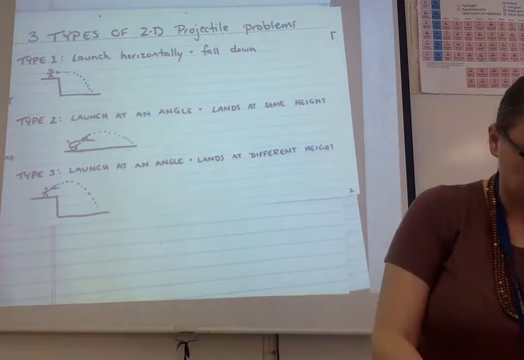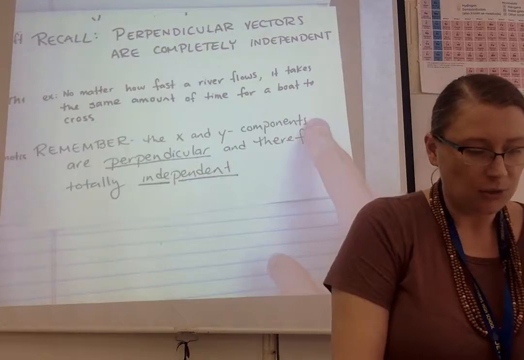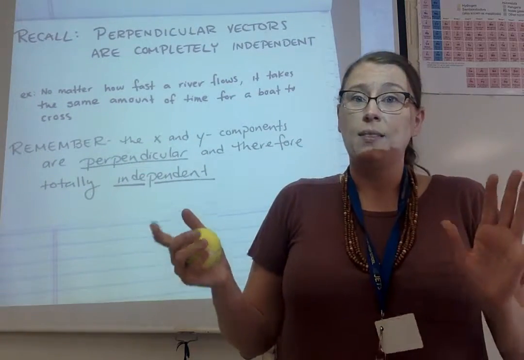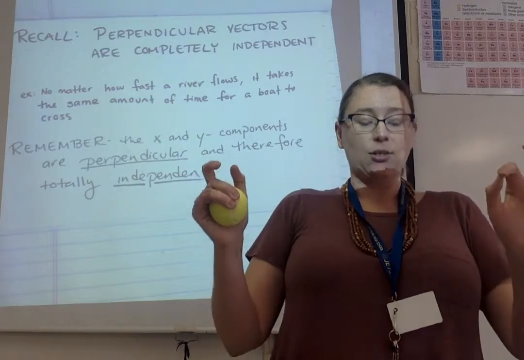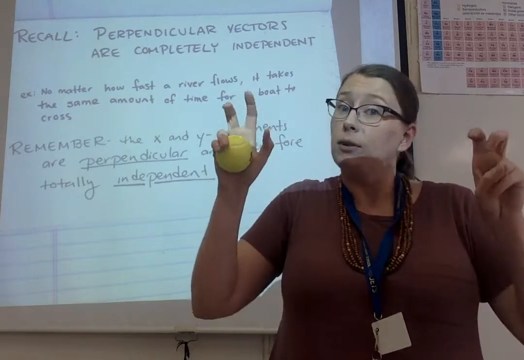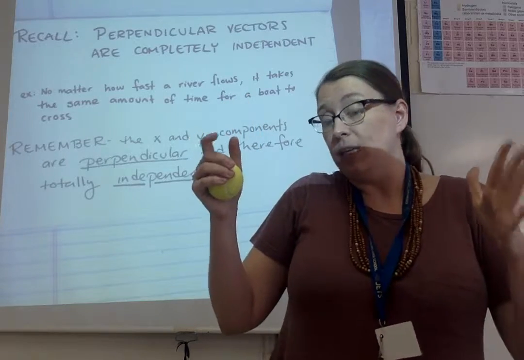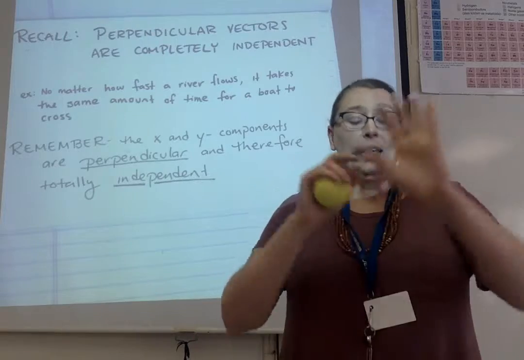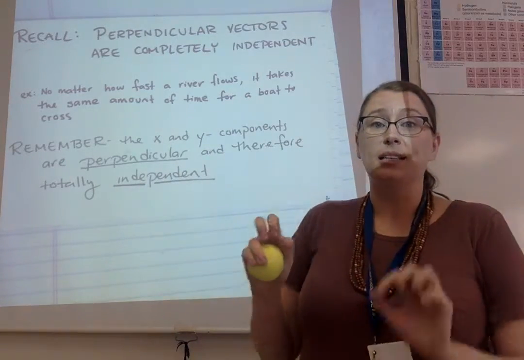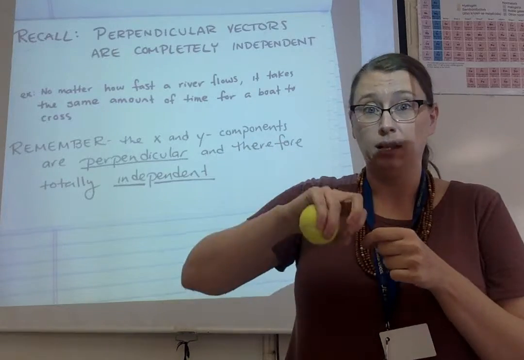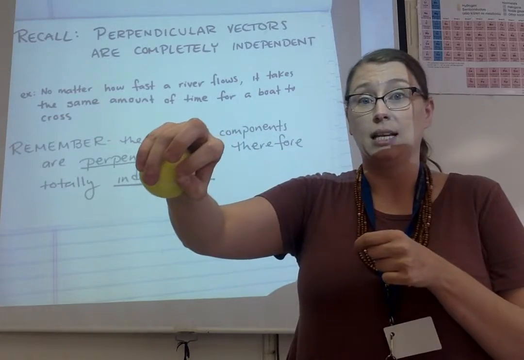All right, here we go. I want you to recall from yesterday, or the last lesson, that perpendicular vectors are completely independent. Remember when we drove our car across the river made of the whiteboard? No matter how fast we move the whiteboard, the car got across in the same time. And no matter how fast the river flows, it's going to take the same time for a boat to get across if it's given a certain velocity across the river because of its engine.